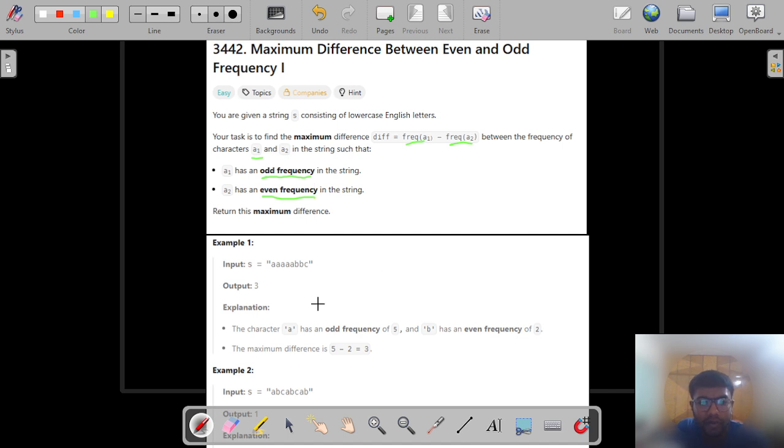Return the maximum difference. So for example, here let's say there is a character string that is given as this, and A and B are two characters where A has a frequency of 5 while B has a frequency of 2 and C has a frequency of 1, which is odd. A which has 5 is the odd value, and B which is 2 is the even value. So we need to calculate the difference between even and odd. So the difference here is 3.